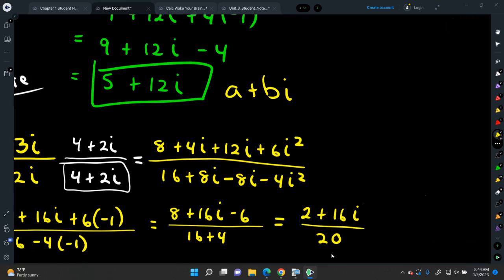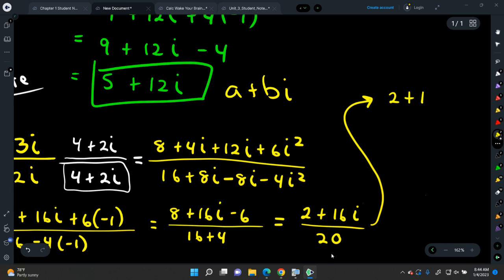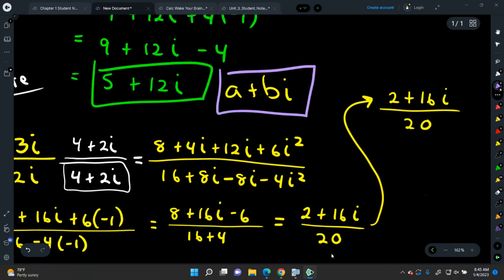Everybody okay so far? Okay. Let me just move this up here. Is this in standard form? Here's my standard form. Is that in standard form? No. So what we're going to do is separate each term. So we're going to rewrite it as 2 over 20 plus 16 over 20i. And then we can reduce that. So we have 1 over 10 plus 4 over 5i.